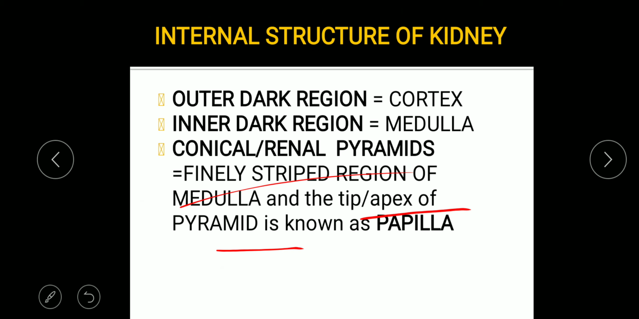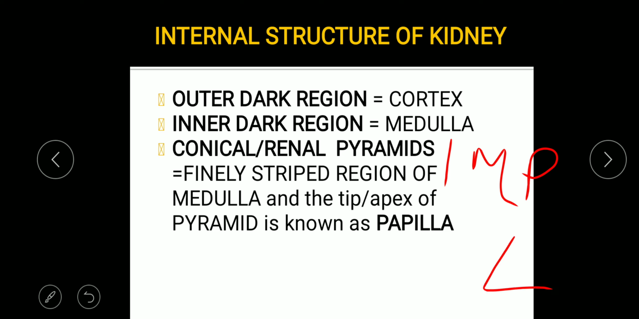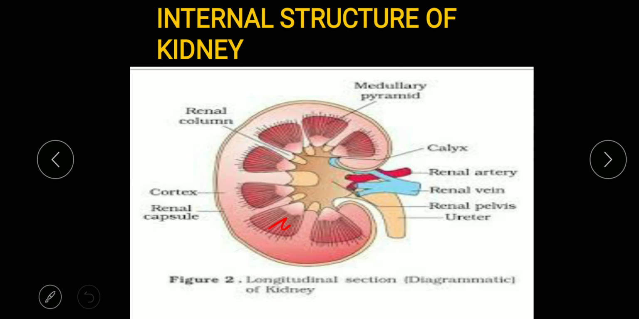Then conical or renal pyramids. So what are conical or renal pyramids? Conical pyramids or renal pyramids, also known as medullary pyramids. What is a pyramid? When any structure is broad at its base and the tip is narrow, such a geometrical structure is known as a pyramid. So these are the finely striped regions of medulla. Here you observe these finely striped regions of medulla, which are known as medullary pyramids or conical pyramids or renal pyramids.